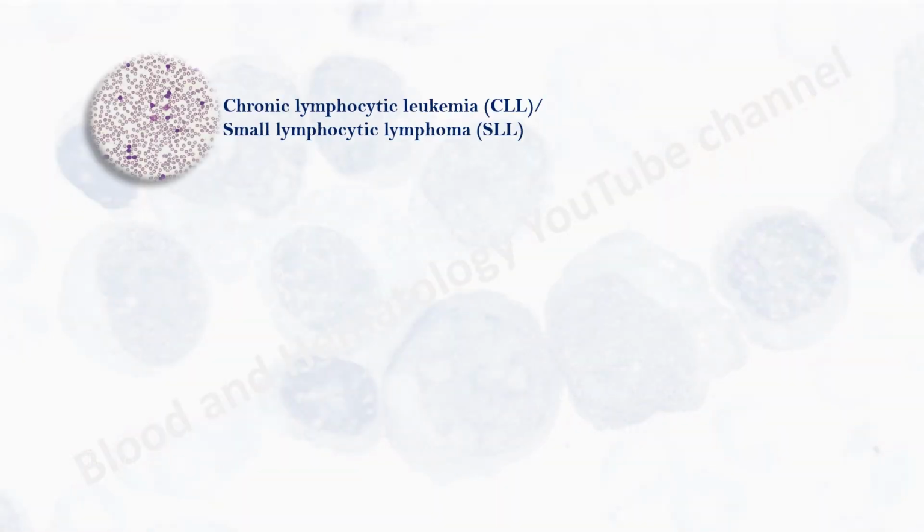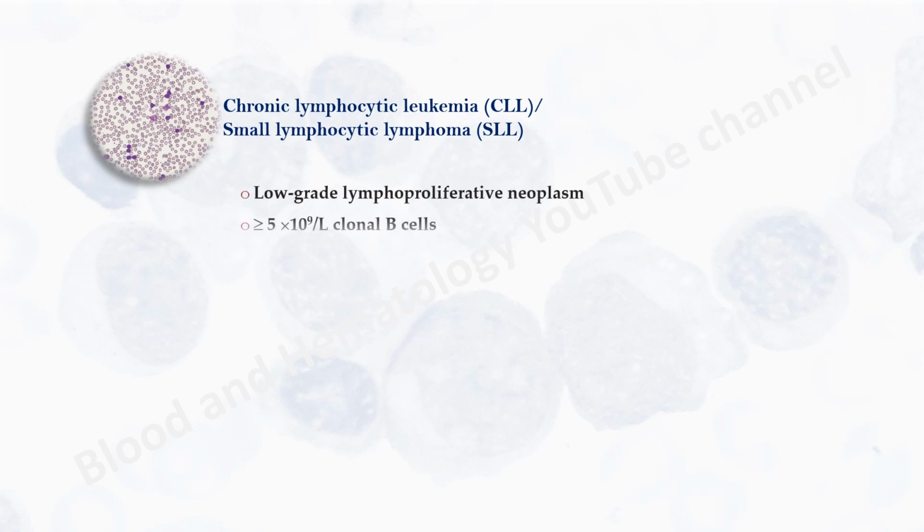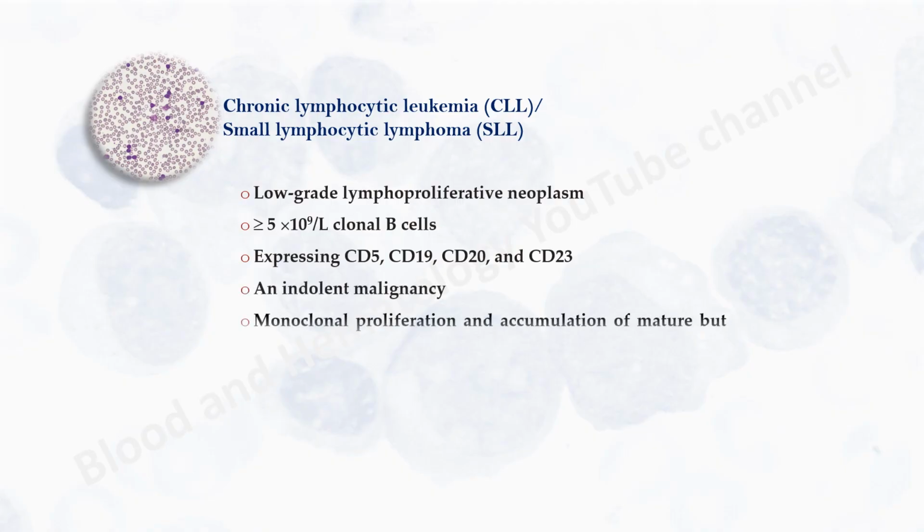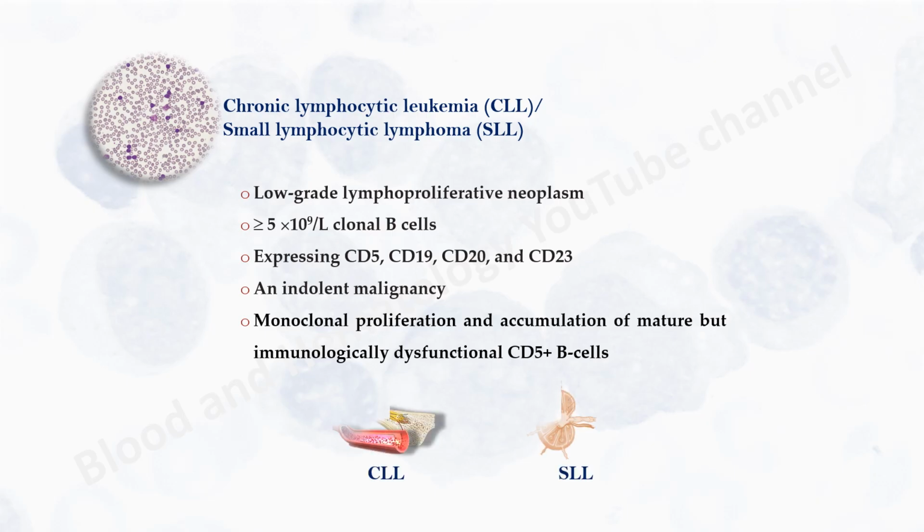Chronic lymphocytic leukemia is defined as a low-grade lymphoproliferative neoplasm with more than 5,000 per microliter clonal B cells in the peripheral circulation expressing CD5, CD19, CD20, and CD23. Chronic lymphocytic leukemia, small lymphocytic lymphoma, is an indolent malignancy characterized by the monoclonal proliferation and accumulation of mature but immunologically dysfunctional CD5-positive B cells within the blood, bone marrow, and secondary lymphoid organs.